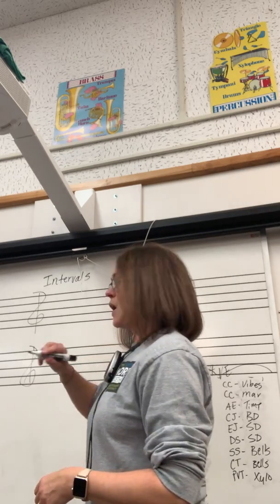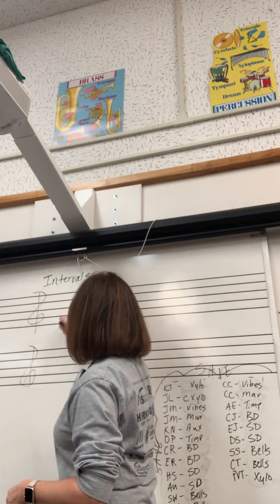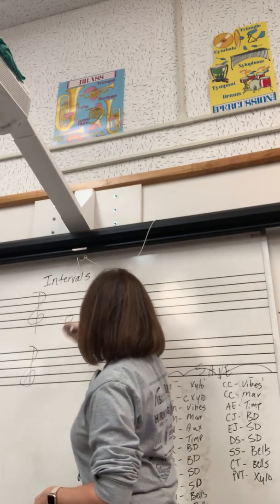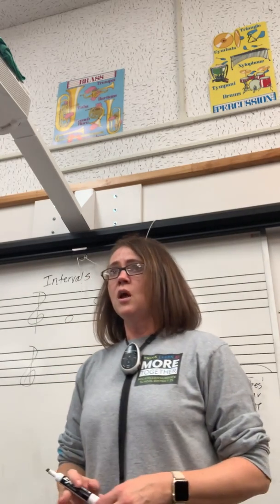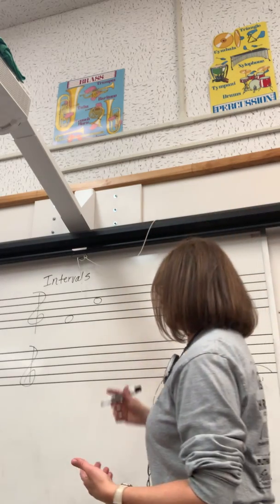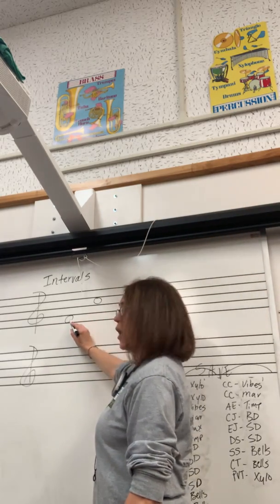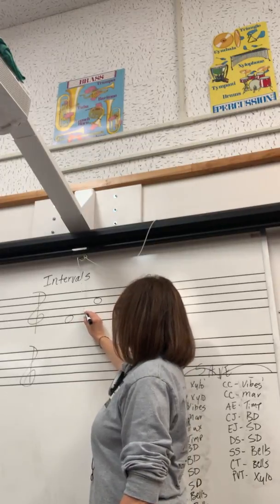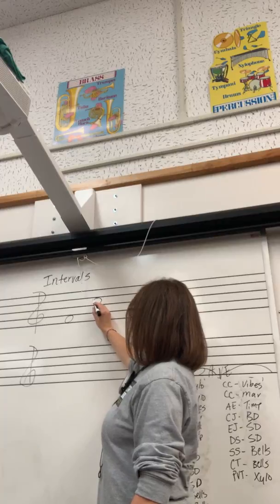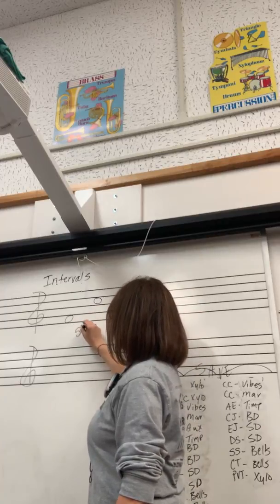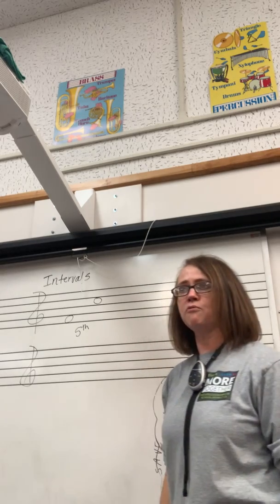So an interval, I want to just place a note right here on this F space, and I'm going to place another note right up here on this C space. All we have to do is count the distance between those two different notes. For instance, this is 1. The next line would be 2. The next space would be 3. Next line would be 4. And the space would be 5. So my interval of these particular two notes is a fifth.